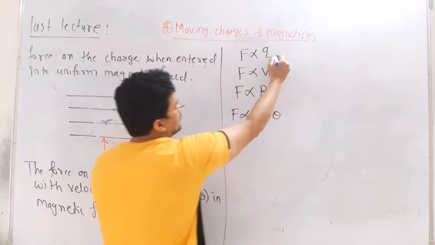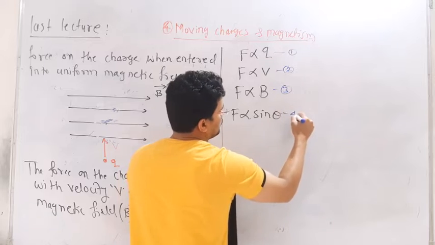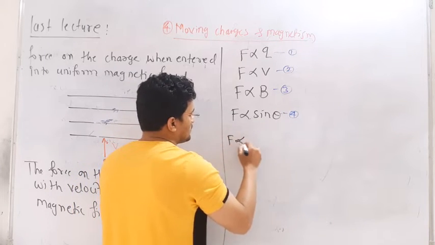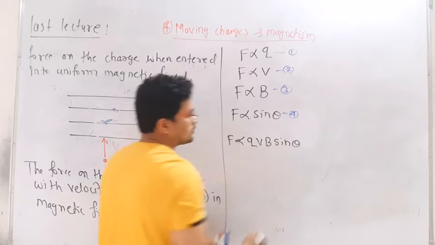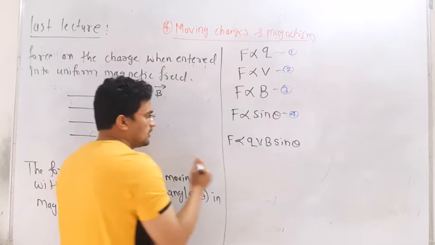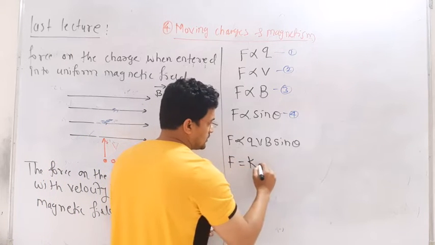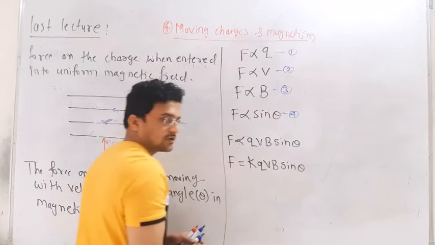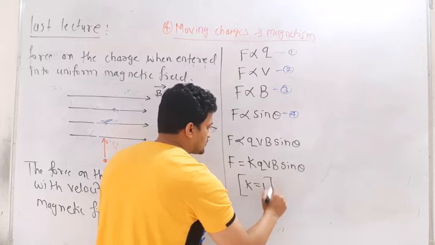Now if you combine all these four relations, one, two, three and four, you will get F is directly proportional to QVB sine theta. To remove the proportionality, we introduce one constant k, and for simplicity we take k equal to 1.